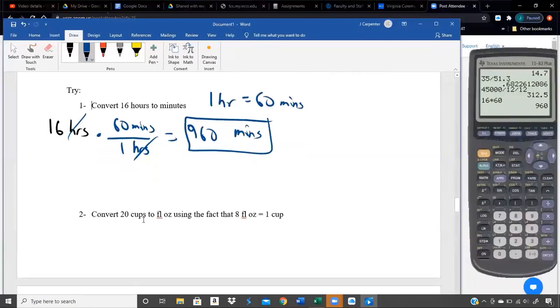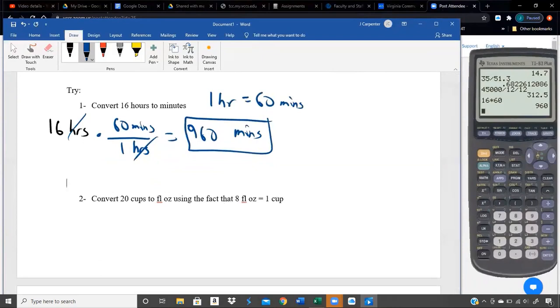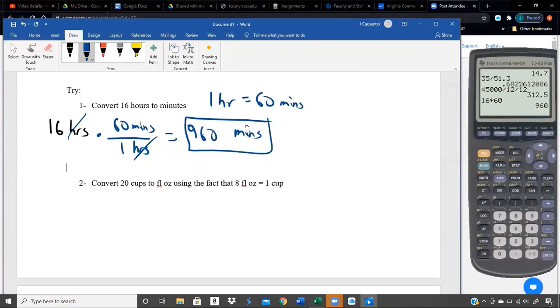Number 2, convert 20 cups to fluid ounces using the fact that 8 fluid ounces is 1 cup. So we write our original number, not just the 20, the units as well, 20 cups. Then we multiply by a fraction. Out with the old, so cups go on the bottom, in with the new, fluid ounces. Then we put the 8 on the bottom and the 1 on top, right? No. 8 cups is not 1 fluid ounce, it's vice versa. 8 fluid ounces is 1 cup.